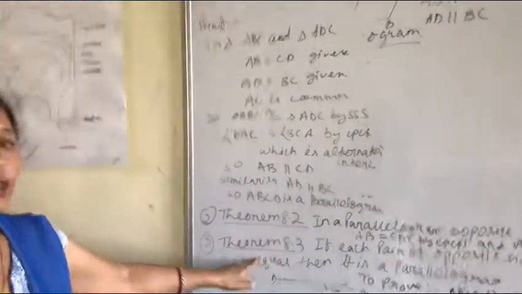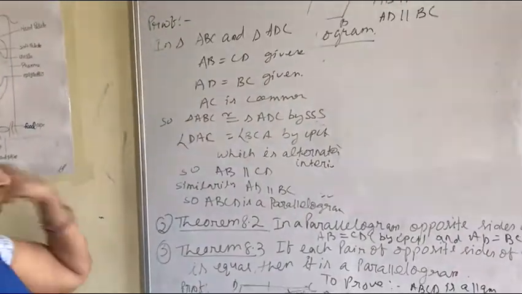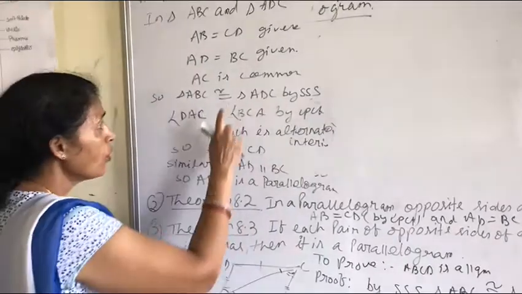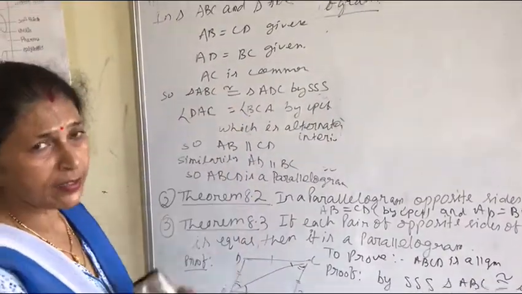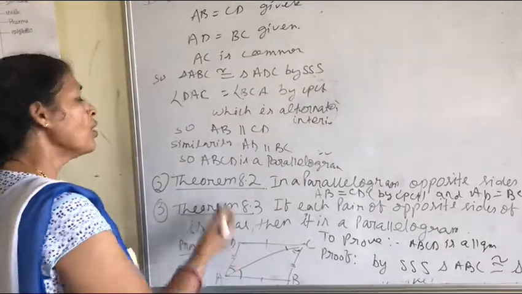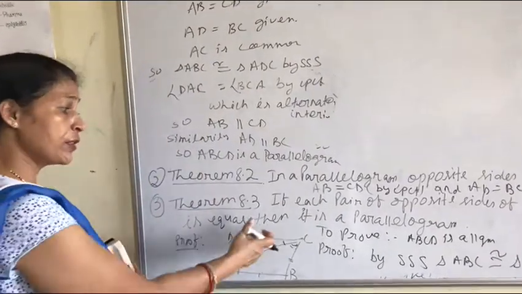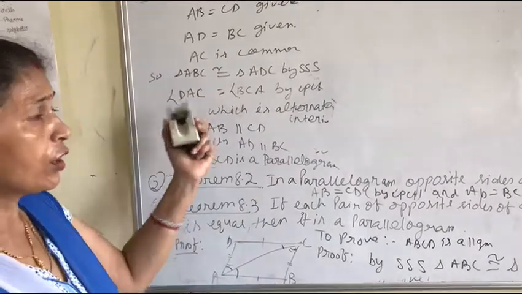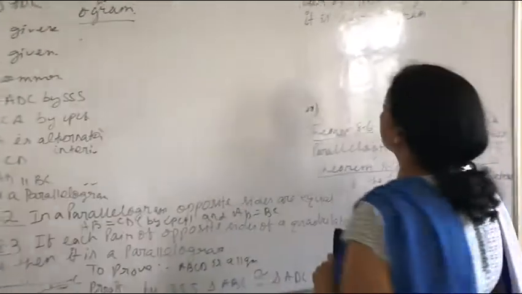Your theorem 8.3. So here you know that property 1: the diagonal divides the parallelogram into two congruent triangles. Number 2: opposite sides are equal. If opposite sides are equal, then it is a parallelogram. This is your 8.3. Then move on to theorem 8.4.